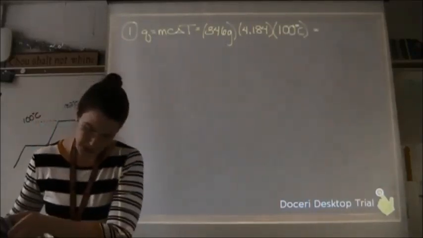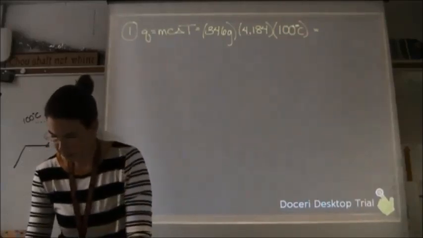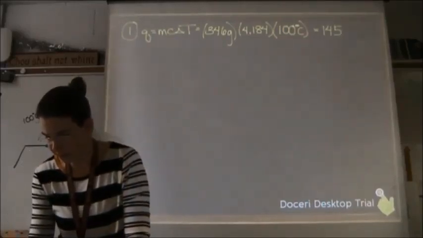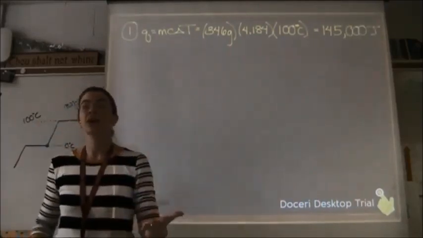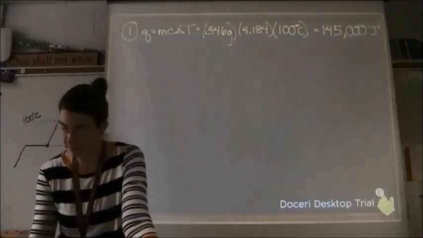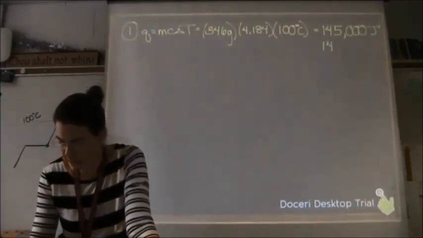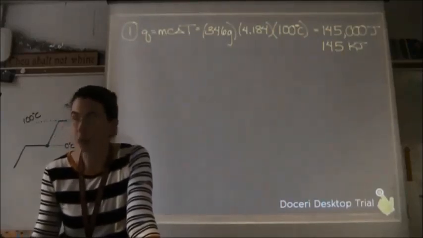All right, I'll save you the time. You end up getting essentially 145,000 joules. They want our final answer in kilojoules. How many kilojoules is that? 145. Okay. Step 1 done.